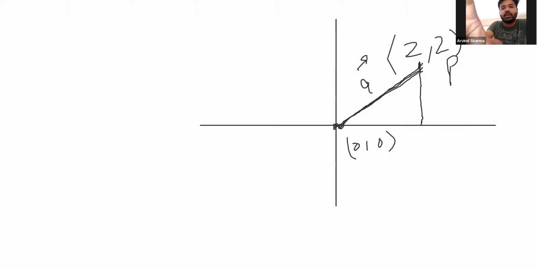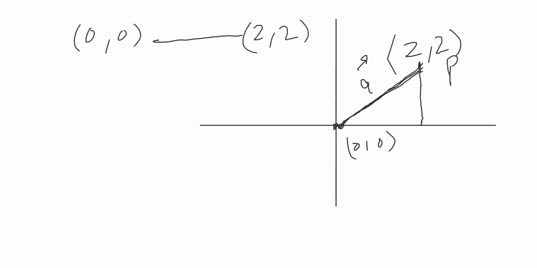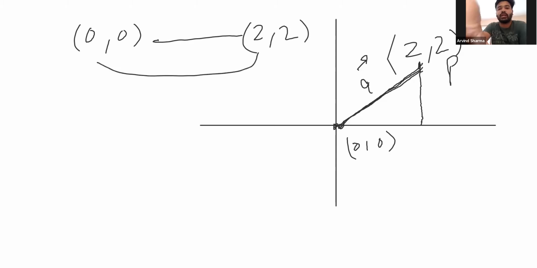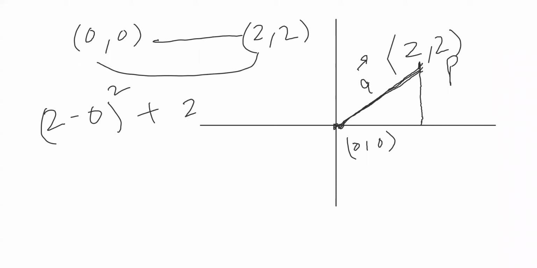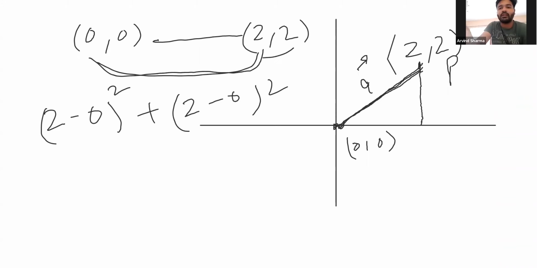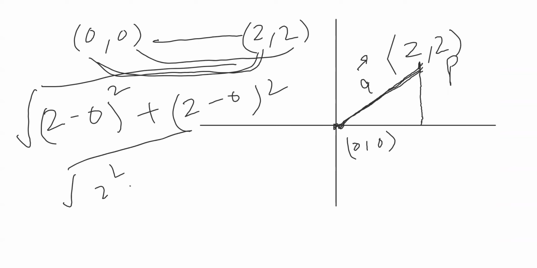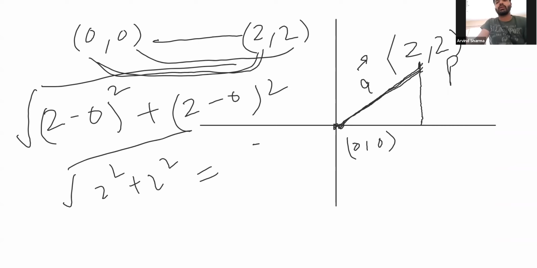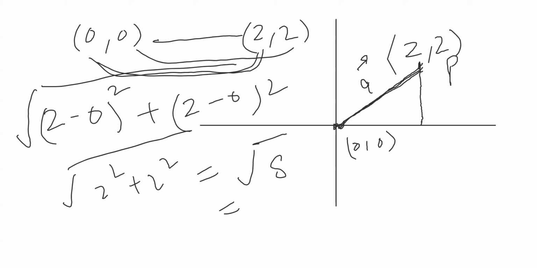So basically, we have to find the distance between 0, 0 and 2, 2, right? So how will we find the distance? The distance formula will be the square root of (2 minus 0) square plus (2 minus 0) square. We subtract x from x and y from y, square them and take the square root. So it will be 2 square plus 2 square, which is 8.